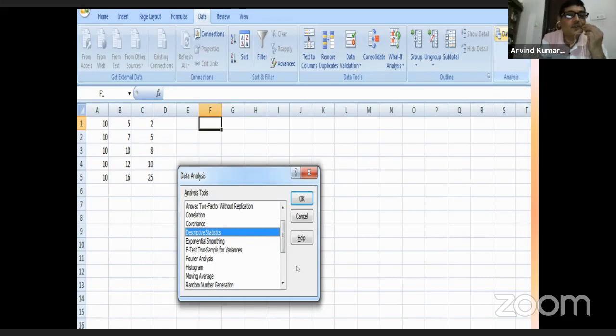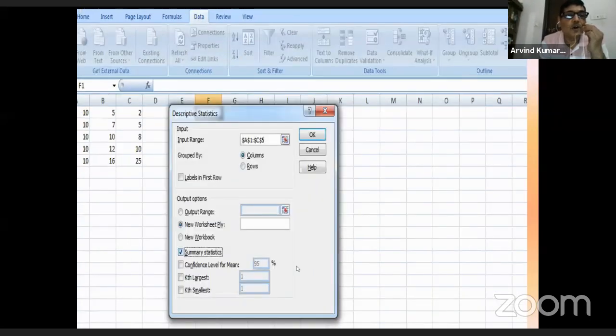If you see the values I have shown here, in the first column all the 5 variables are 10, 10, 10, meaning they are exactly the same. Whereas in the second column, the values range from 5 to 16. In the third, they range from 2 to 25. So if I go for descriptive statistics, all these 3 columns have been selected, and in the input range these values have come.